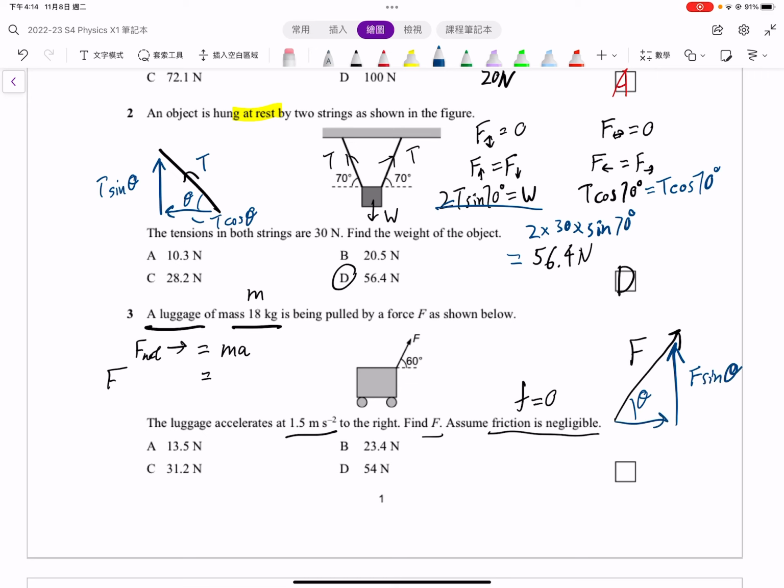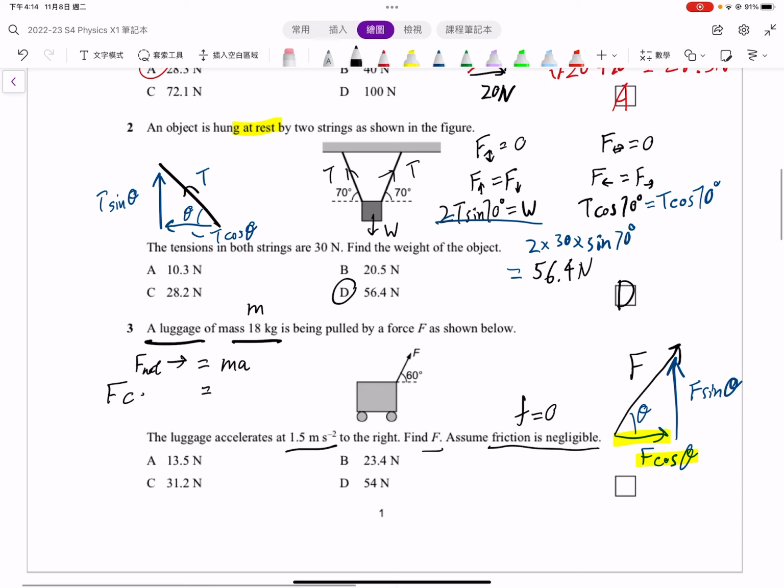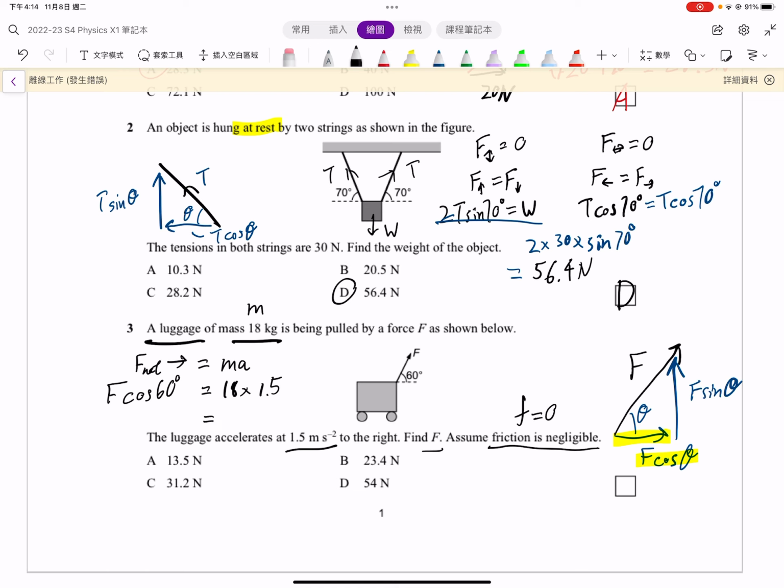You can resolve the components: the vertical one is F sine theta and the horizontal one is F cosine theta. And the horizontal one is providing the acceleration of the object. So F cosine 60 degrees equals 18 times 1.5. So F is 18 times 1.5 divided by cosine 60 degrees. F is equal to 54 Newton. So the answer is D.